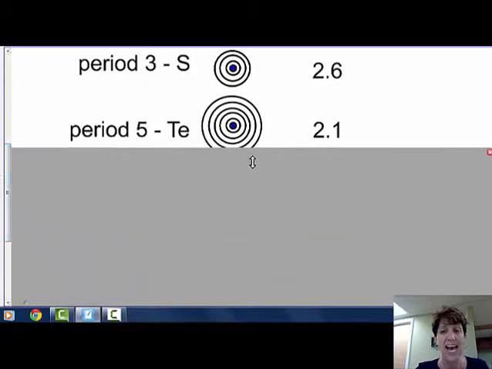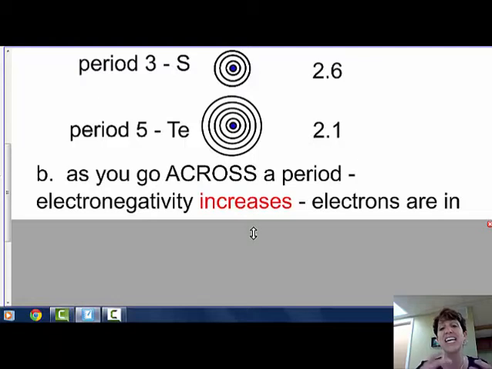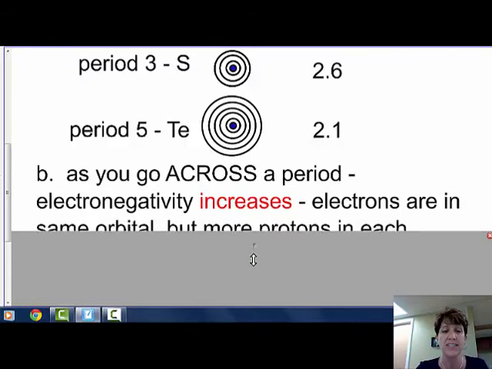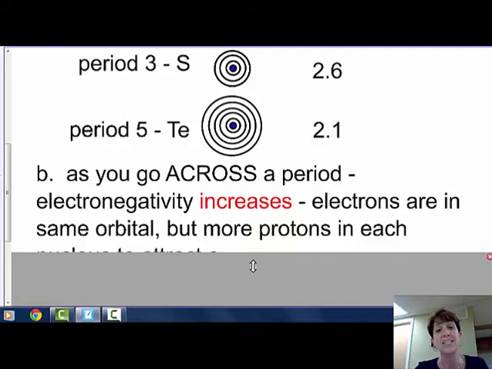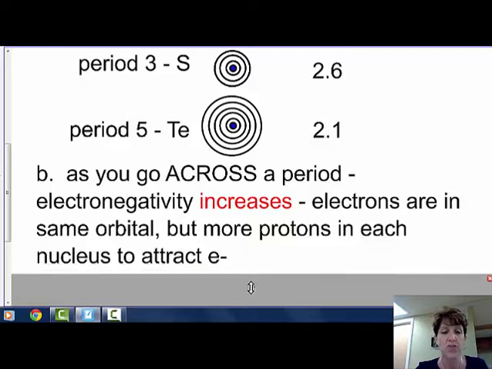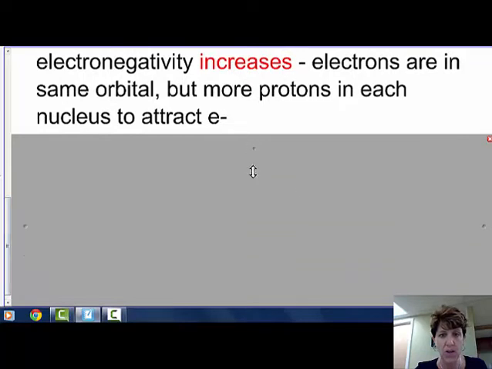All right, the next one, as you go across a period, the electronegativity increases because electrons are now closer to the nucleus and they're in the same orbital. So again, it's because there's those protons able to pull them in. The radius is smaller, so they're able to attract those electrons better. So here I give you an example.